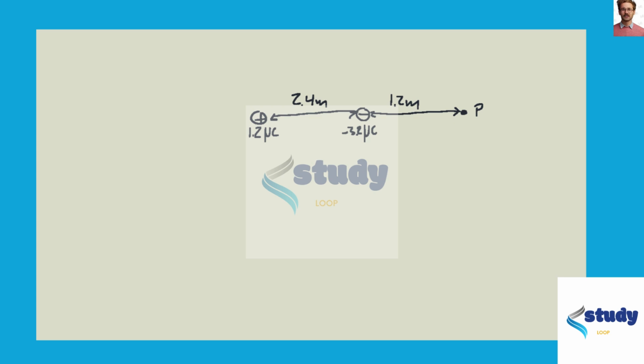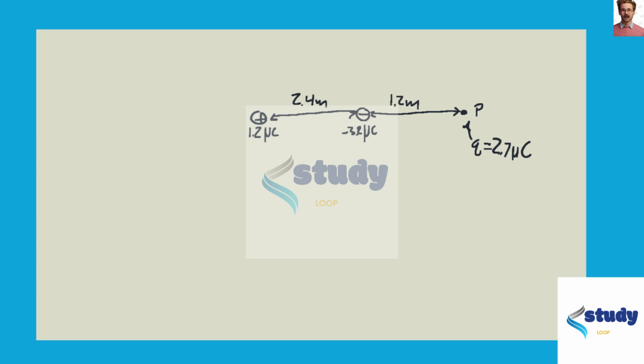You've got a positive charge here and a negative charge here, separated by a distance of 2.4 meters, and a negative charge separated from a point P with a charge located there of Q equals 2.7 microcoulombs. And the question then is, what is the force on your point charge P with charge Q?